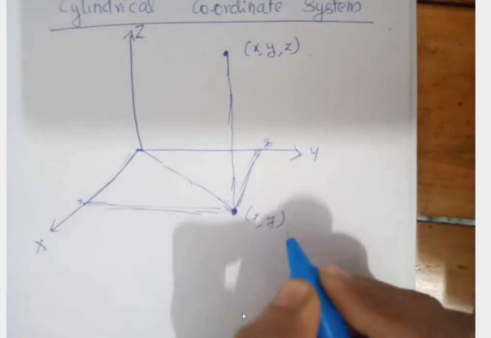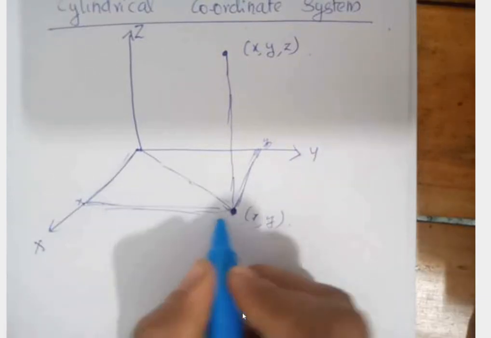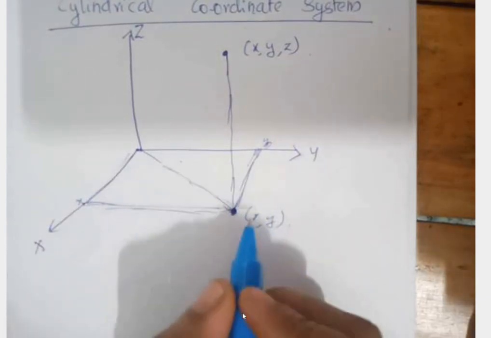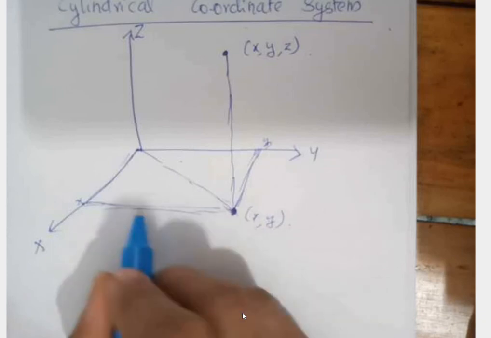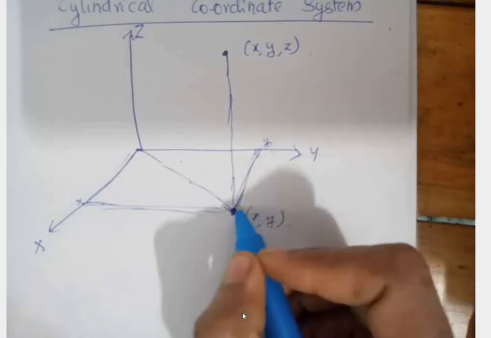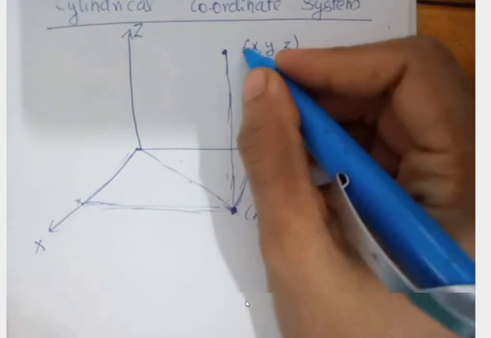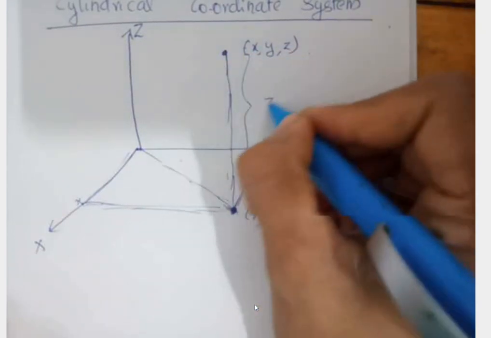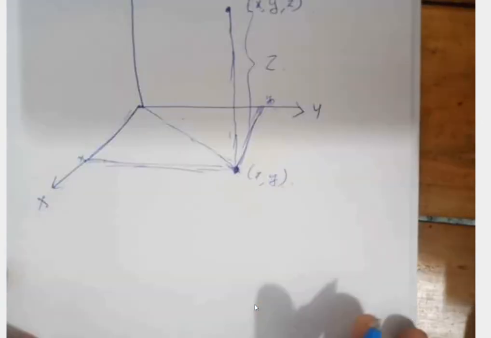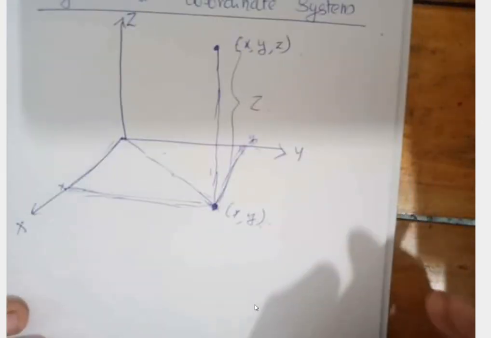Actually, the y distance and the x distance give x, y, and the height from here to here is z. This is x, y, z. And for the same point, how can you represent it using the cylindrical coordinate system?